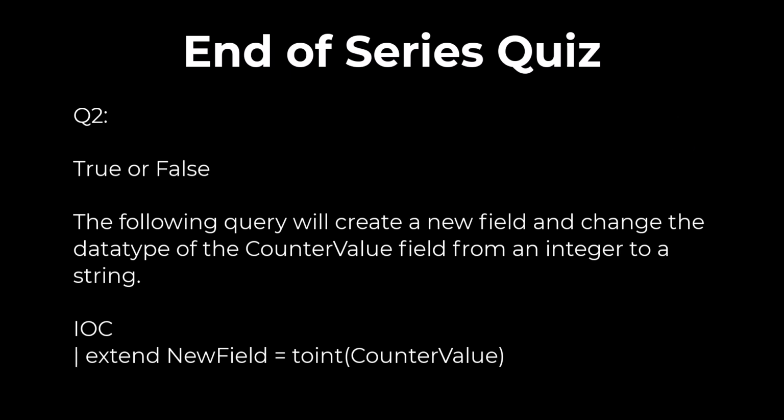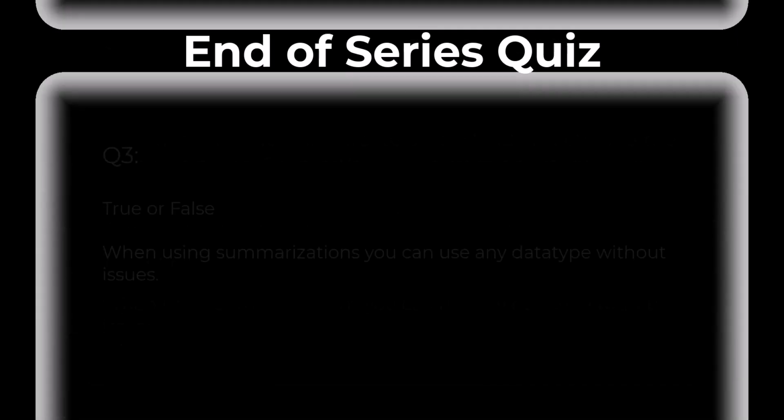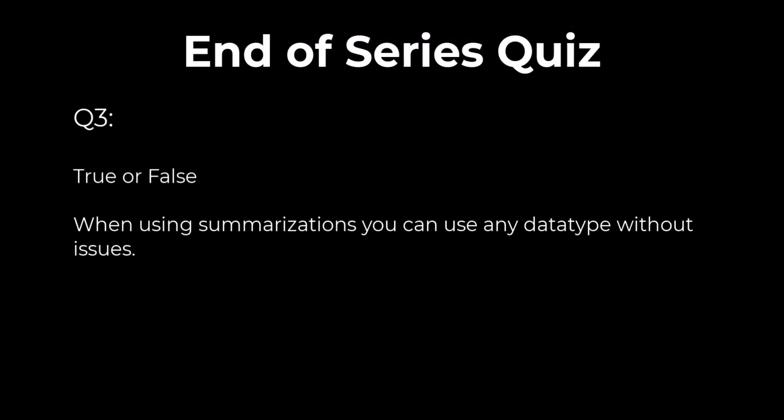The answer is false. The new field will be changed to an integer by casting using toInt. Question 3. True or false? When using summarizations, you can use any data type without issues.